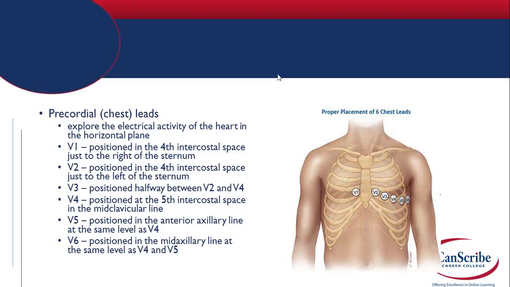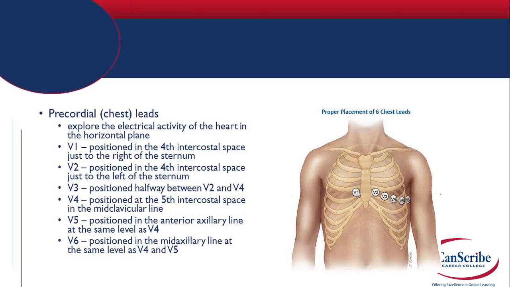And then you have your chest leads, also known as precordial leads. And this has to do with looking at the electrical activity of the heart in the horizontal plane. And as you can see, they're called chest leads, and they're put on your chest, and there's 6 of them. So V1 is positioned in the 4th intercostal space, just to the right of the sternum. That term intercostal means between the ribs, and as you can see here, if you count down the intercostal spaces, it's 1, 2, 3, and 4. So it's located right there between the ribs.